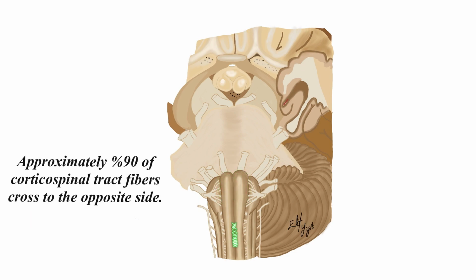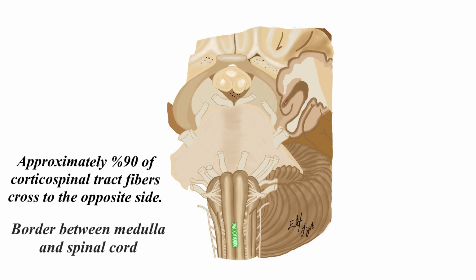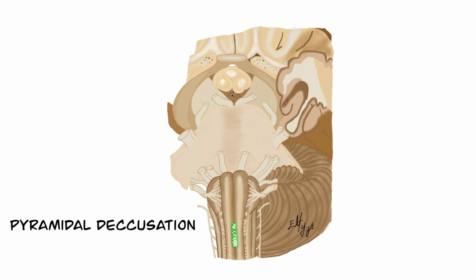This is the part where approximately 90% of the corticospinal tract fibers cross to the opposite side. And this is a border between medulla and spinal cord. This decussation, known as pyramidal decussation or decussatio pyramidum in Latin, occurs because these fibers are motor fibers. In some sources, you can see this decussation as decussatio pyramidum motoria. Ventral medulla has two sulci bilaterally.